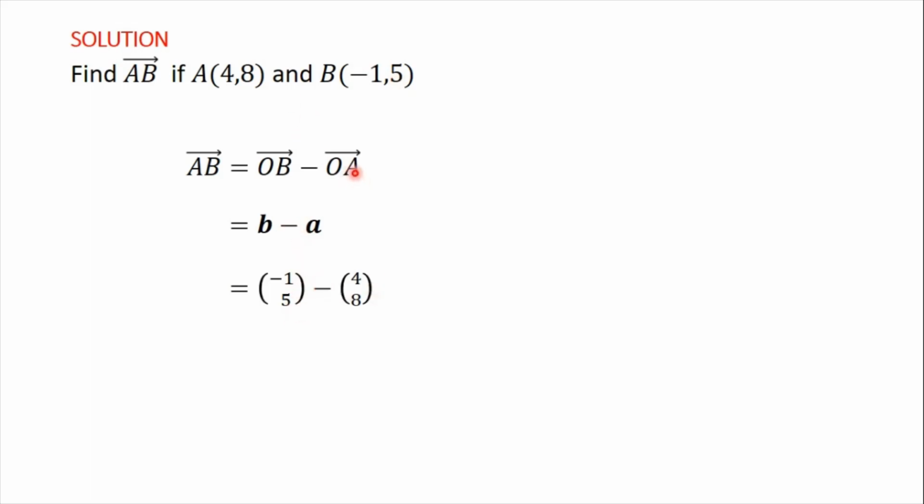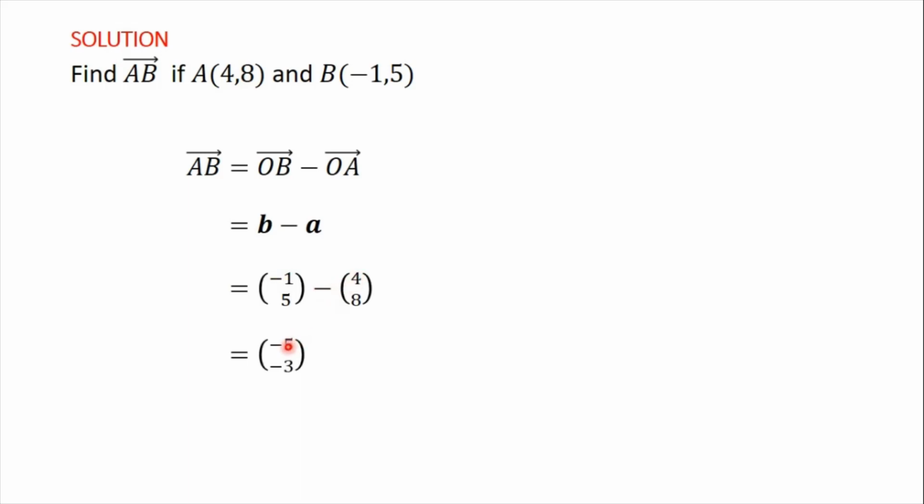When you come to point A, the components of position vector A will be the coordinates of point A. So the x component of position vector A is the x coordinate of point A, which is 4. The y component of position vector A is the y coordinate of point A, which is 8. So we are going to have -1 minus 4.